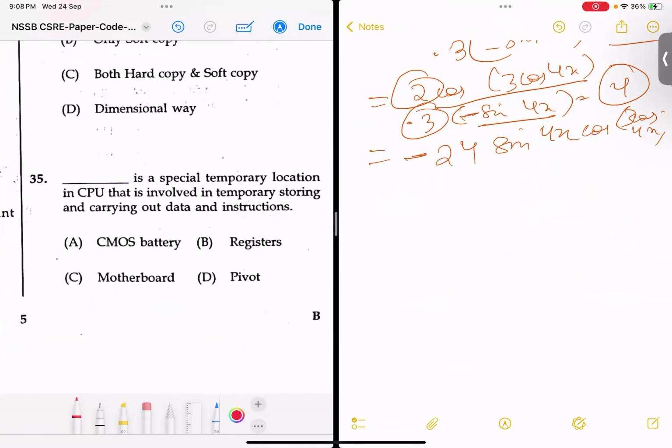Dash is a special temporary location in the CPU that is involved in temporarily storing and carrying out data and instruction. Now, this is a very theoretical question. If you know the parts of the computer, this is a register, okay? So a register is a special type of memory that is located within a CPU, okay?